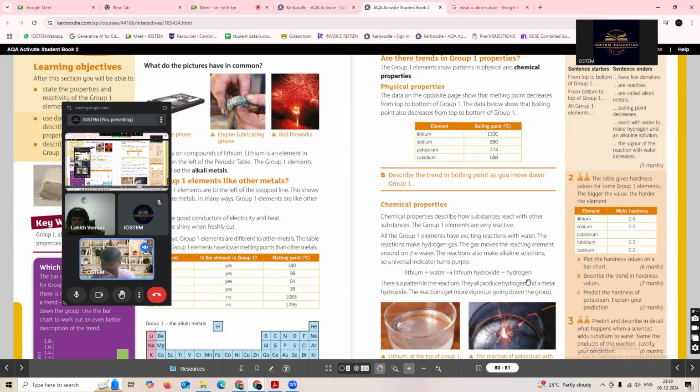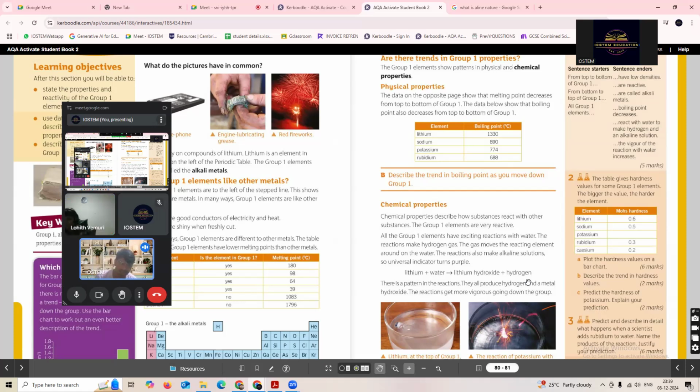You should write like this. Otherwise, if you write 0.4, then they can ask you why. How can you say that the hardness will be 0.4 only? It can be 0.45 also, right? So you cannot say it like this. You should write that the hardness of the potassium will lie between 0.5 and 0.3, because if you are coming from top to bottom, the hardness is decreasing.